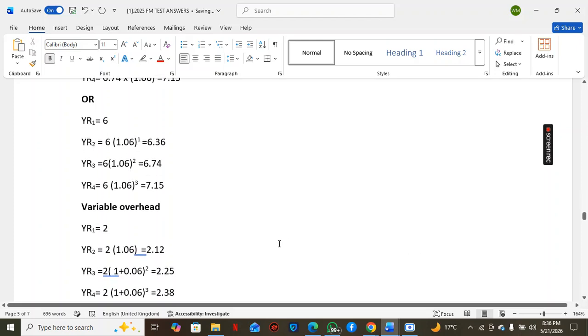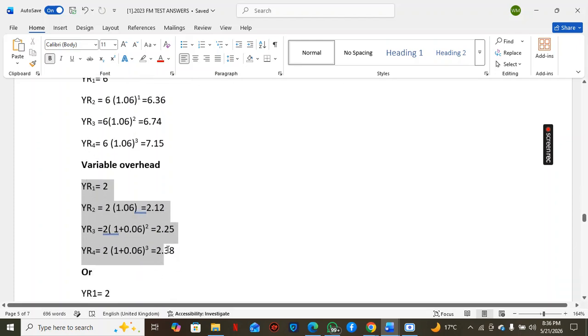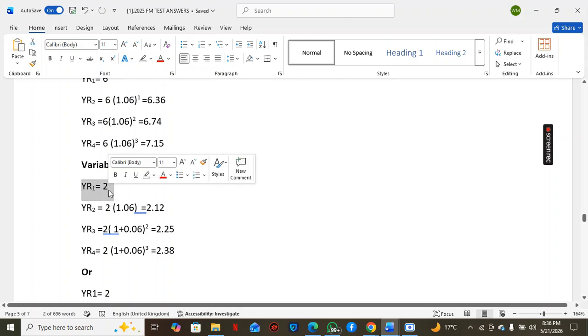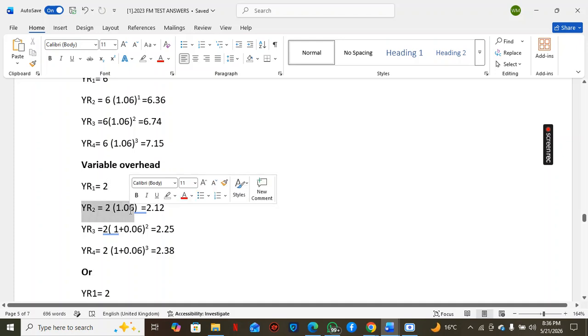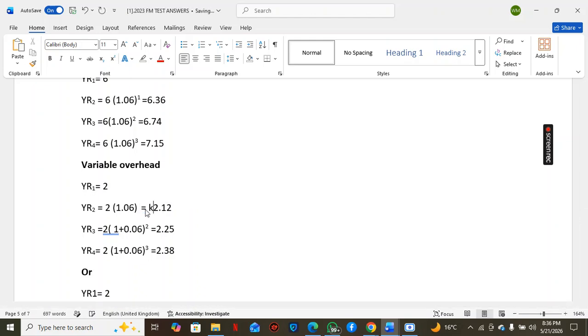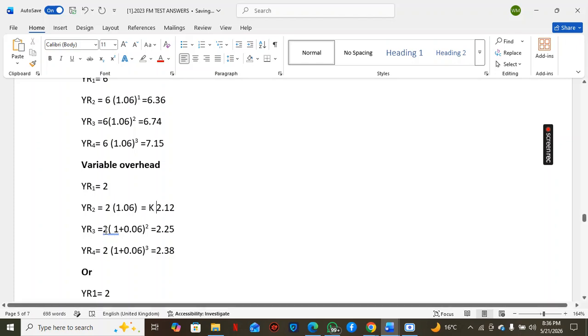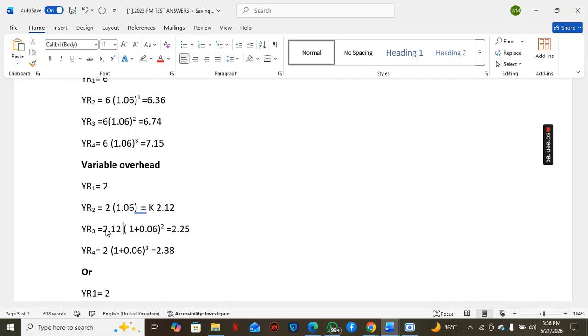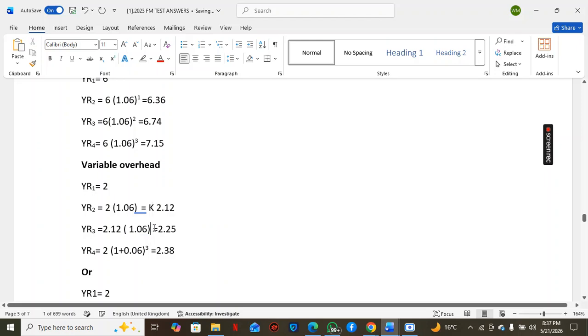So the variable overheads are also growing at 6%. In year one, it's two kwacha the variable overhead per unit. These are all per unit costs, colleagues. In year two, it grows by 6%, and it becomes two kwacha 12 ngwe. In year three, this two kwacha 12 ngwe increases by 6%. You get two kwacha 25 ngwe.